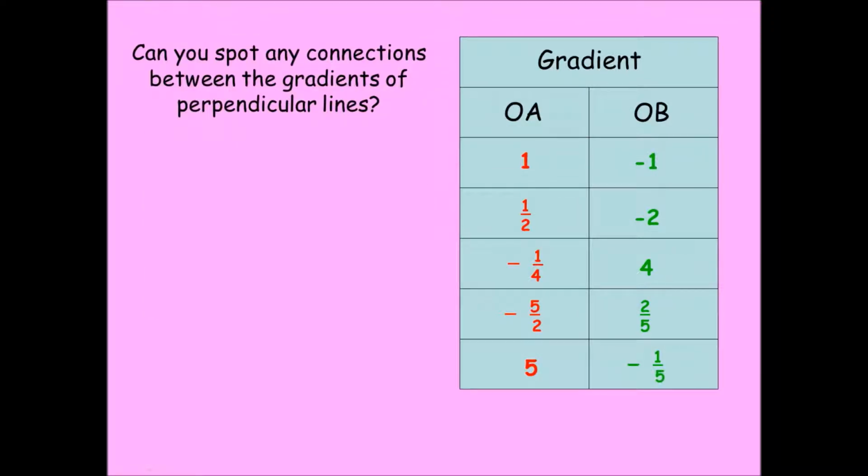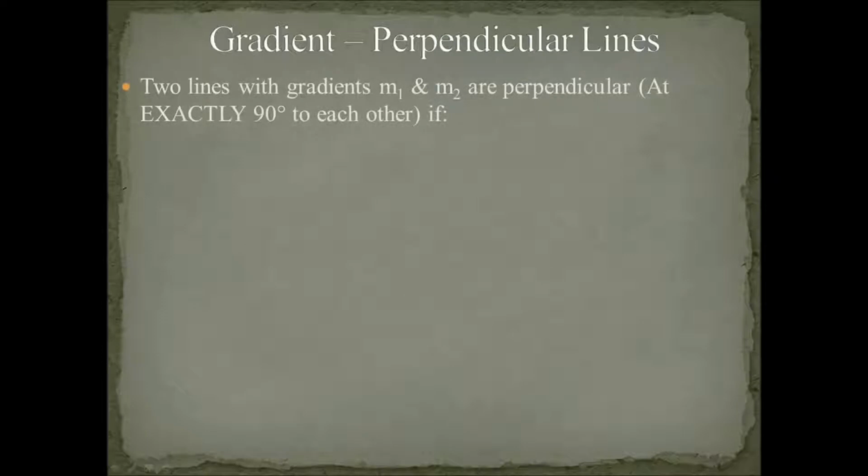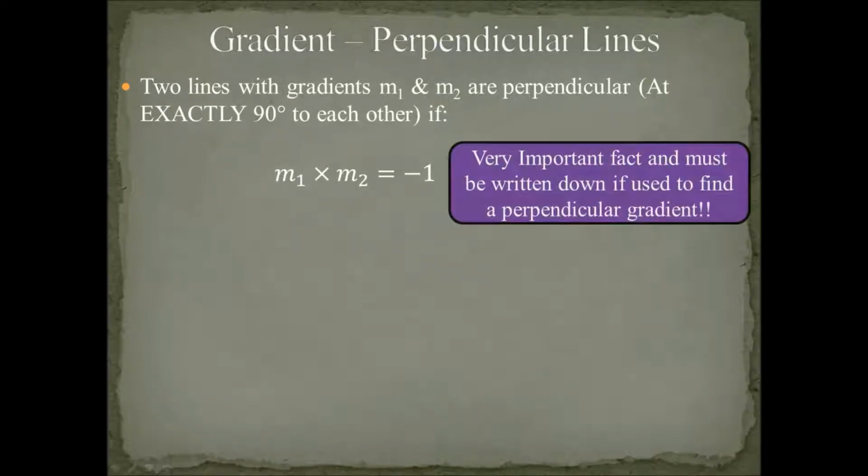Can you spot any connections between the gradients of perpendicular lines? Well, what turns out to be the case is that if you multiply the gradients of two perpendicular lines, the answer will always be -1. That is a mathematical fact, and it's going to allow us to do a lot of work within higher. So the note I would like people to have is: two lines with gradients m1 and m2 are perpendicular, at exactly 90 degrees to each other, if gradient 1 times gradient 2 equals -1. As I said, this is a very important fact that must be written down if used to find a perpendicular gradient.